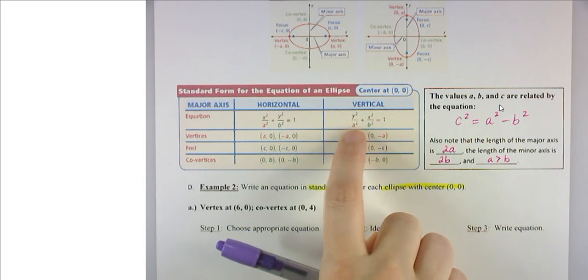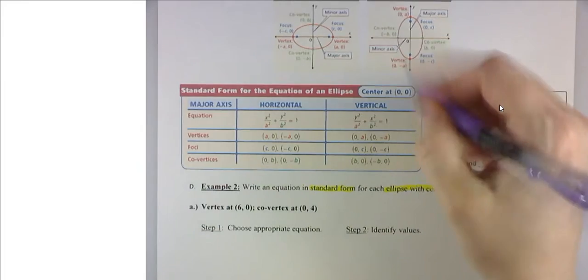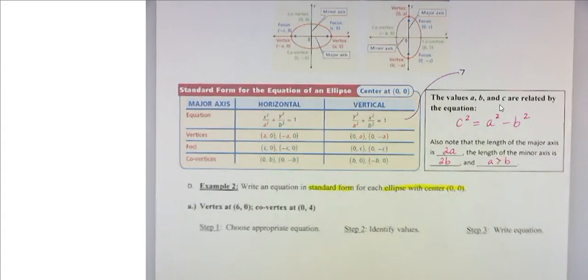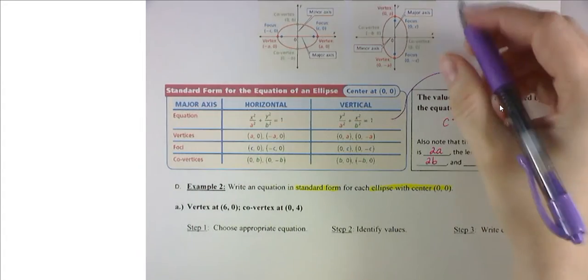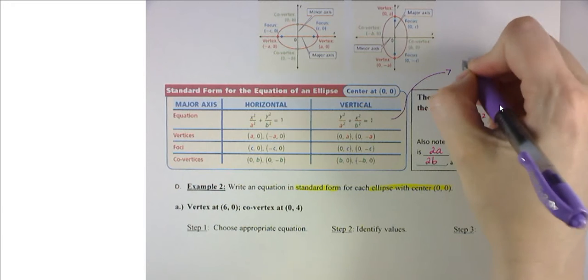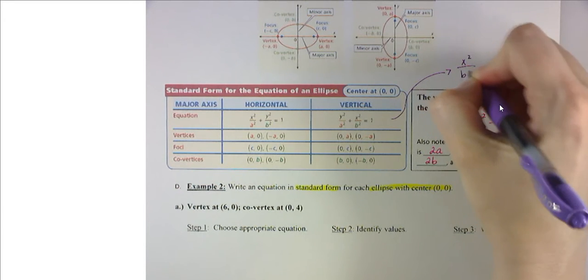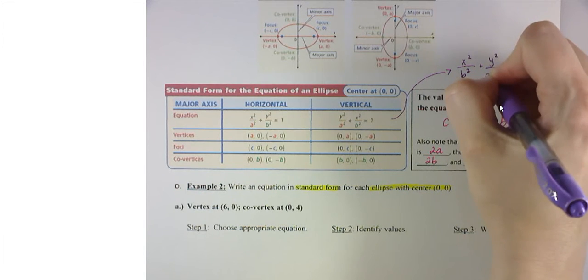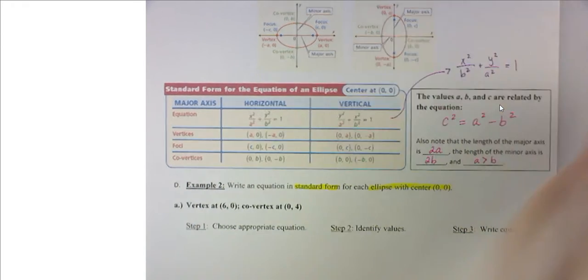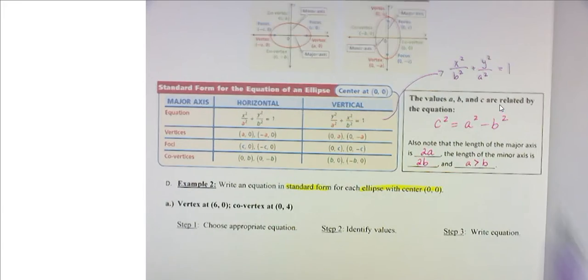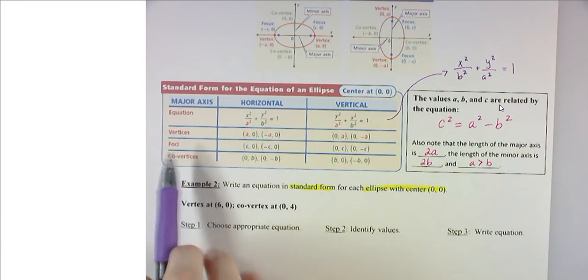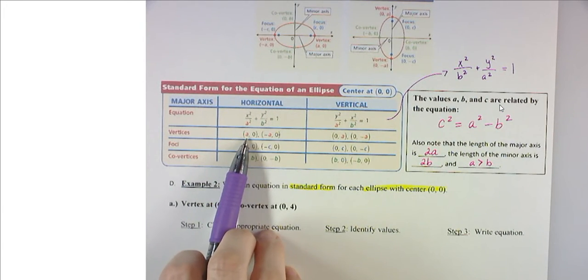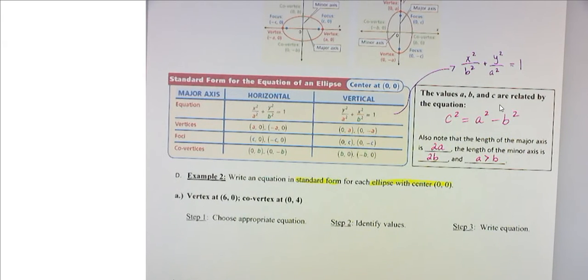Now, there is another version of the vertical. See how here it says like the y squared is first? It doesn't have to look like that. It could also look like x squared over b squared plus y squared over a squared equals 1. That would be fine. You know the difference because the a value is always going to be larger, okay? Because that's with the major axis, the vertices.